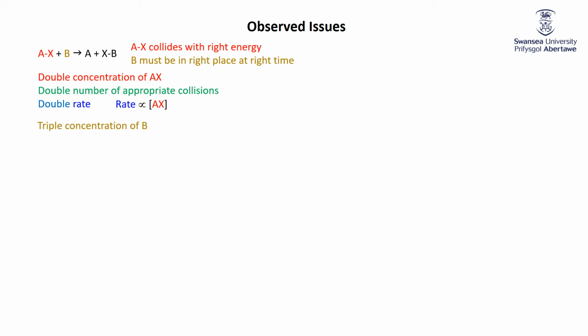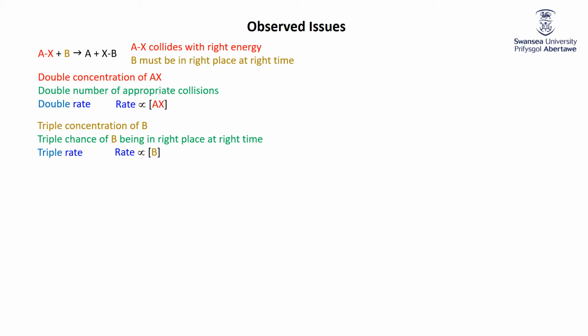Now how about if we were to triple the concentration of B? Well, remember, the reaction also relies upon there being a B in the right place at the right time. And so if we triple the concentration of B, we're going to triple the chances that there's a B in the right place at the right time. And if we triple the chances of B being in the right place at the right time, we'll triple the number of possible reactions, or in other words, we will triple the rate. And thus we can say the rate is proportional to the concentration of B.